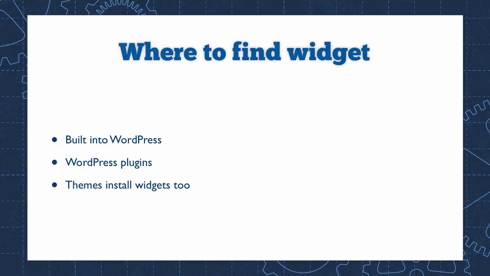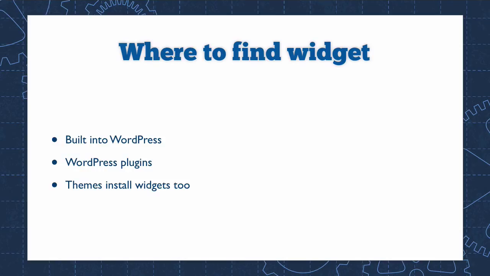So now that you've seen how easy widgets are to use, you'll probably want to start using a lot of widgets. And you should know where to find widgets. And these are the places you can go to look for widgets. Obviously, there are widgets that are built into WordPress right out of the box when you install WordPress. There are a whole bunch of widgets on that widget page. You don't need to do anything. They're just there automatically. Also, WordPress plugins are the most common way to install widgets.